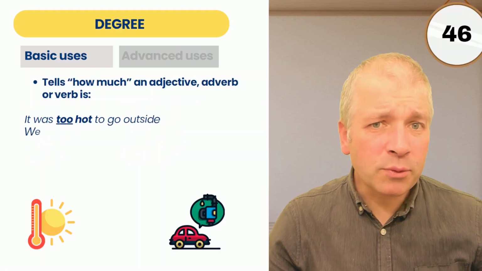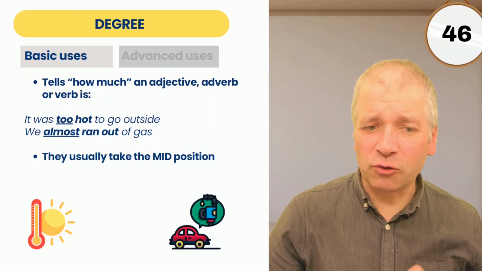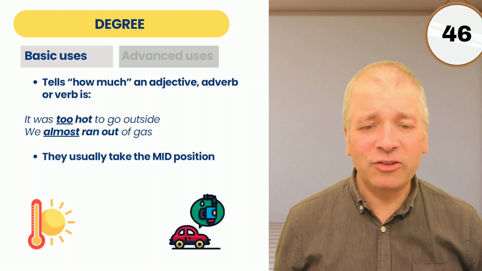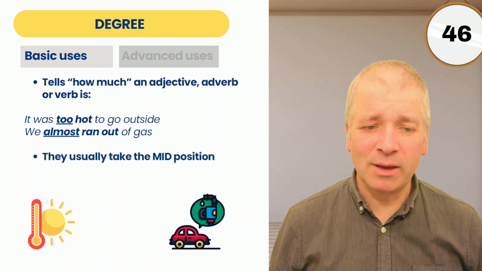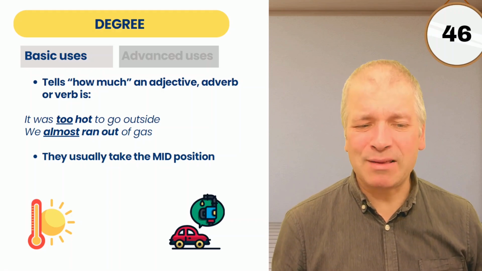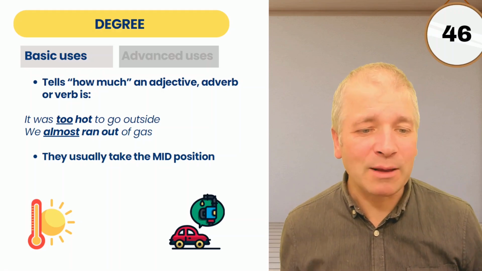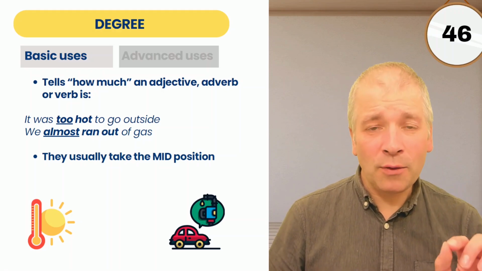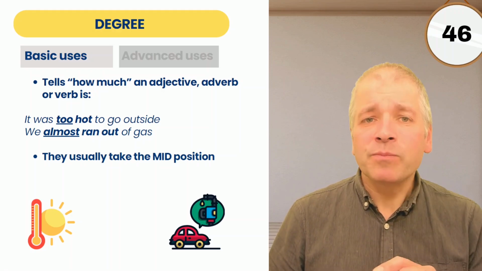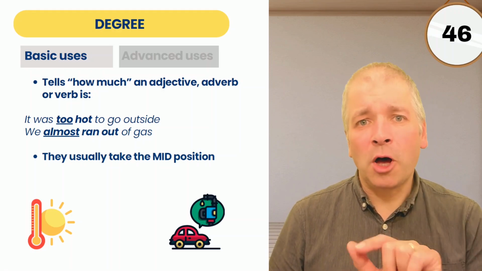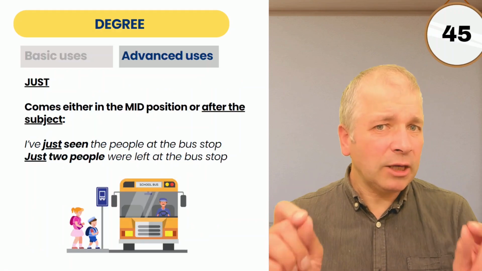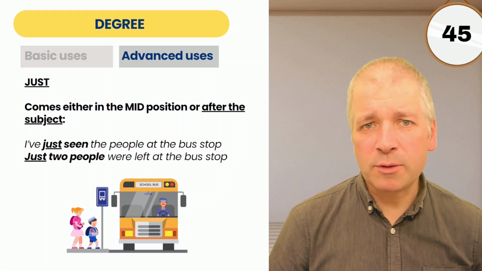Let's look at some of the rules associated with adverbs of degree then. So as we mentioned, they tell how much an adjective, adverb or verb is. So these 2 examples, it was too hot to go outside. We almost ran out of gas. So too and almost are the adverbs, and they go in the mid position after the verb to be, but immediately before the verb otherwise. However, with particular words, there are some rules to be aware of.